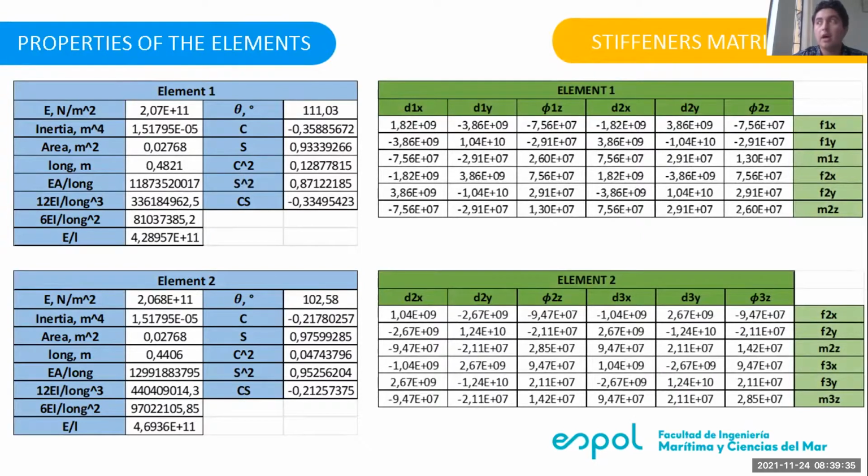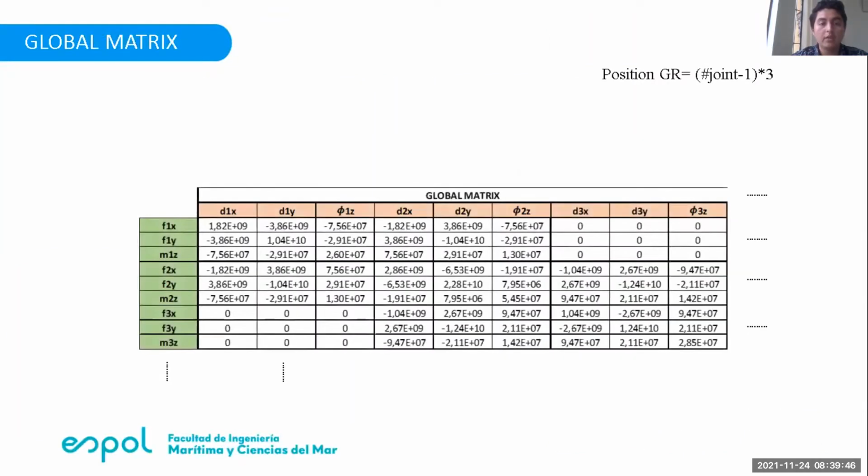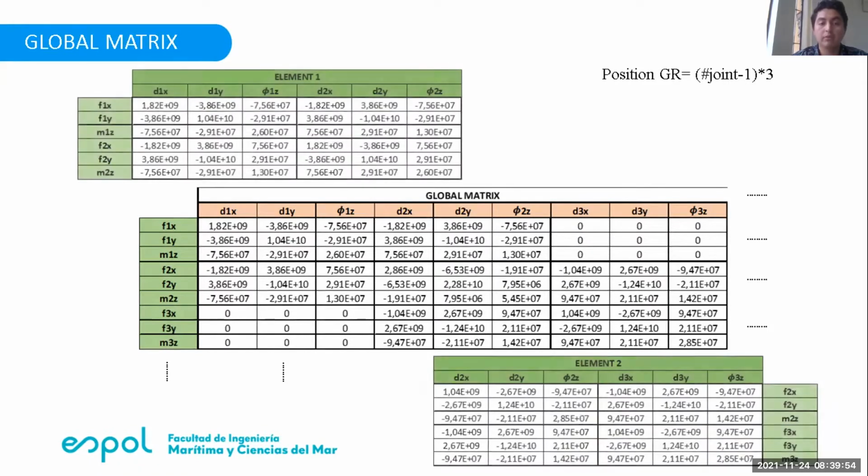This is a part. There are other results following the stiffness matrix formula. Then we have the global matrix. Using the formulation (joint minus 1) times 3, we calculate the global matrix, positioning the elements as we can see in the slides.